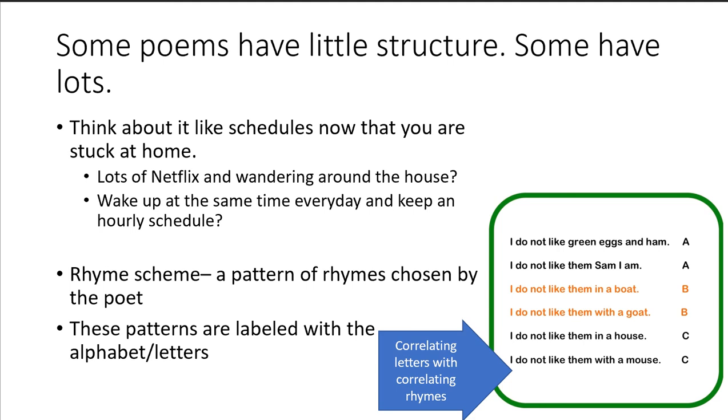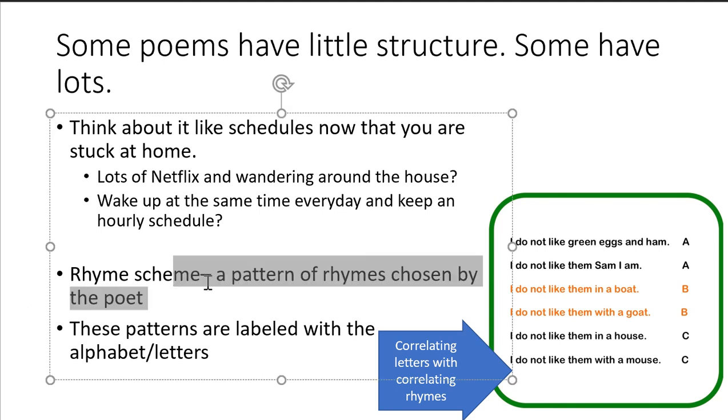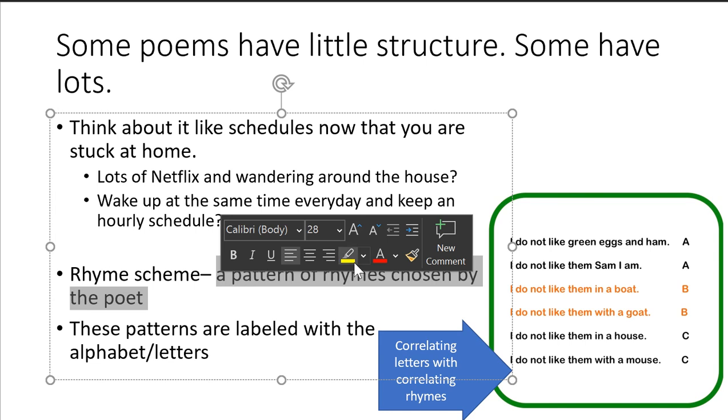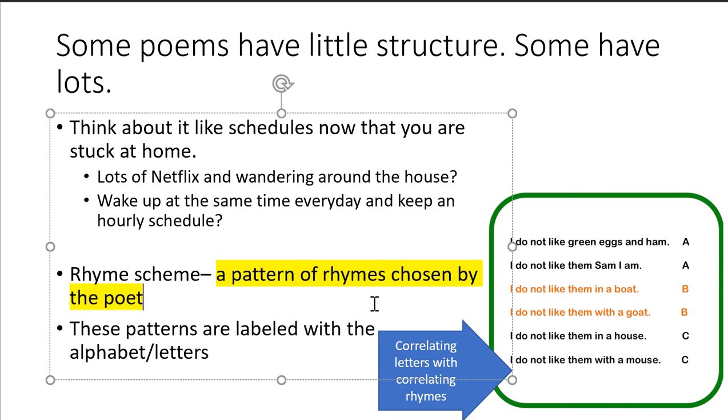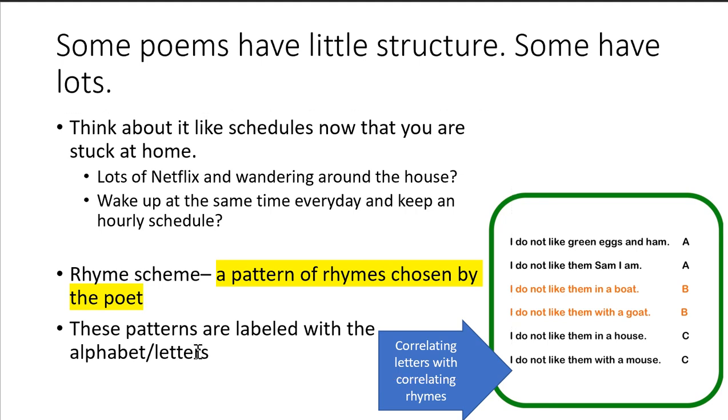And a rhyme scheme gives a poem a certain amount of structure because of the pattern that it rhymes with, that the poet chooses. So a poet chooses a pattern and then they follow it, either before or in editing, to make the ends of the lines rhyme. And these patterns are then labeled with the alphabet or different letters. So I'm going to show you how to label a rhyme scheme, and so you can also come up with your own and label your own.